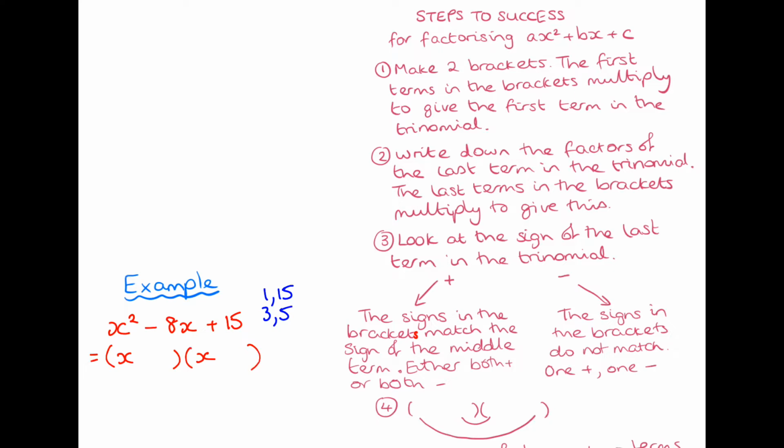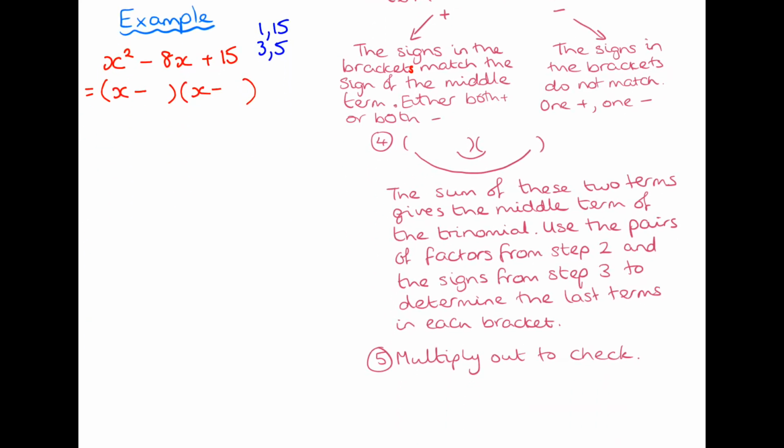So we've done step 2. Step 3, look at the sign of the last term in the trinomial. The sign of it is plus, so we're going to go down this branch. The signs in the brackets match the sign of the middle term, so they're either both plus or both minus. If this is a plus here, then the signs in the brackets have to match the middle term, so they must both be minuses. That's step 3 complete.